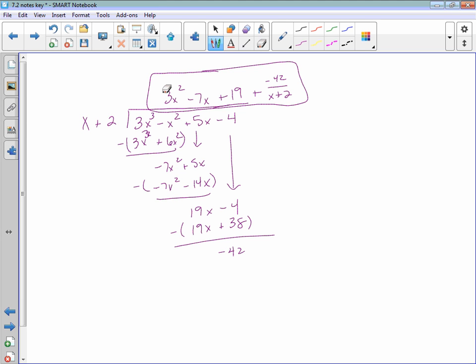Taylor, you're first. You're picking this number. You take that times both of those. So 3x squared times x is 3x cubed. 3x squared times 2 is 6x squared. Negative 1 minus 6.